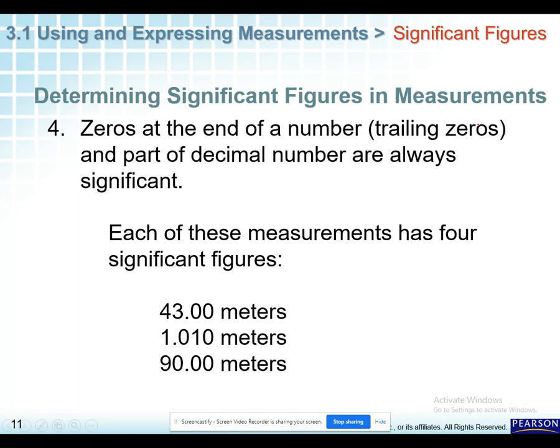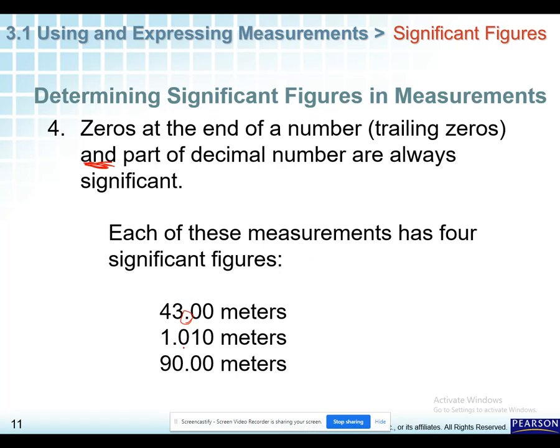Okay. And the fourth rule is zeros at the end of a number. I like to call them trailing zeros because they're at the end. And so here's the big kicker: zeros at the end that are part of a decimal are always significant. So you have to have that decimal in order for it to count. So here the zeros are at the end, and I see this decimal here, so I have 4 sig figs.